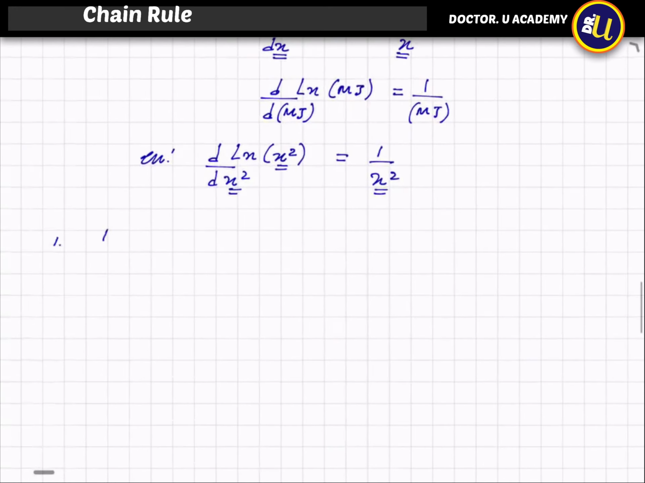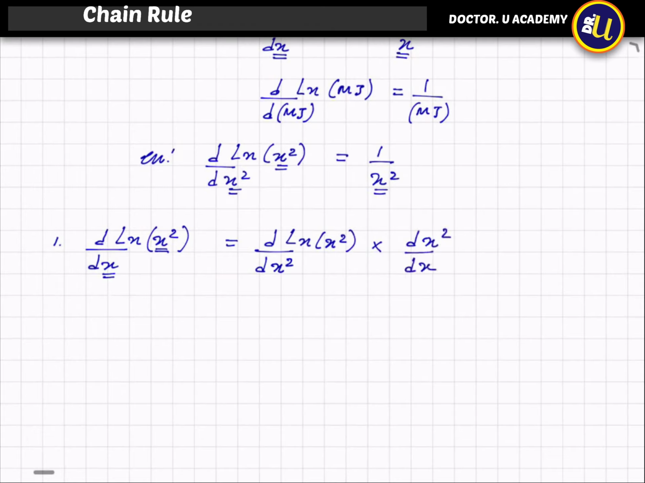So for example, if you have d/dx of ln x squared, now here you don't have the compatibility, right? So what you will do, you will construct the denominator so that you will have the compatibility. So like this, see, now you have the compatibility, and the construction you made, you're going to cancel here. That is called the chain rule.